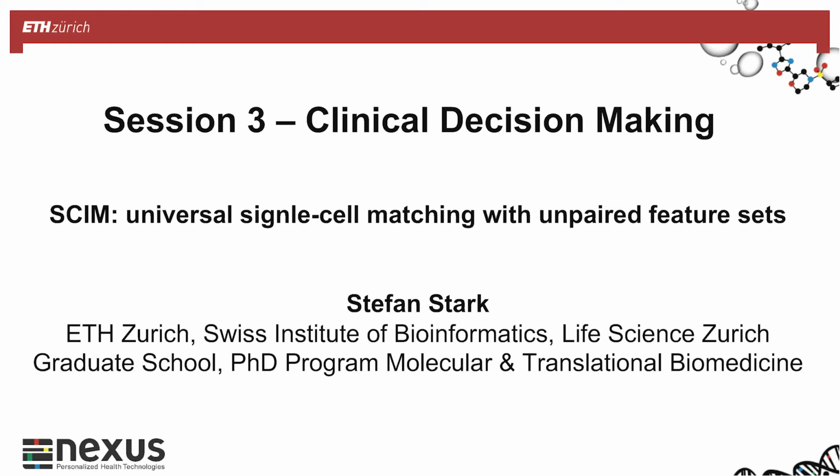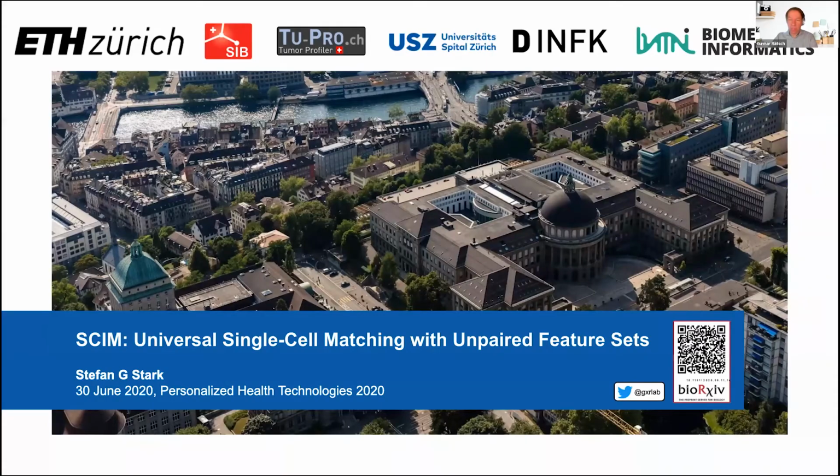Let me introduce Stefan again. Stefan is a PhD student in my lab, the biomedical informatics lab. He completed his bachelor in mathematics at New York University. Shortly after that, he joined my lab at Memorial Sloan Kettering Cancer Center as an analyst, where he contributed to large cancer genomics consortia. Stefan then completed his master in computer science at ETH in 2019, and he's currently interested in machine learning approaches to modeling single-cell datasets.